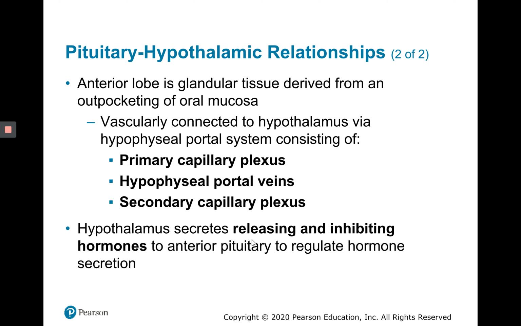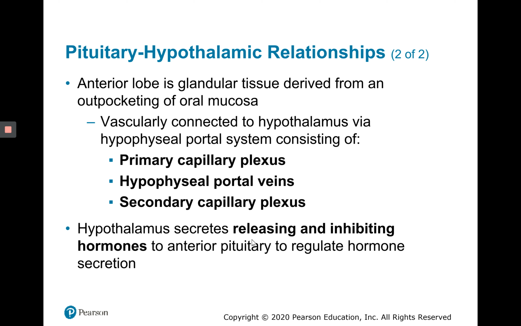A portal system consists of 2 capillary beds and portal veins. So here for the hypophyseal portal system, we have a primary and secondary capillary plexus and hypophyseal or mini hypophyseal portal veins. The hypothalamus is actually going to secrete releasing and inhibiting hormones from the axon terminals of hypothalamic neurons.